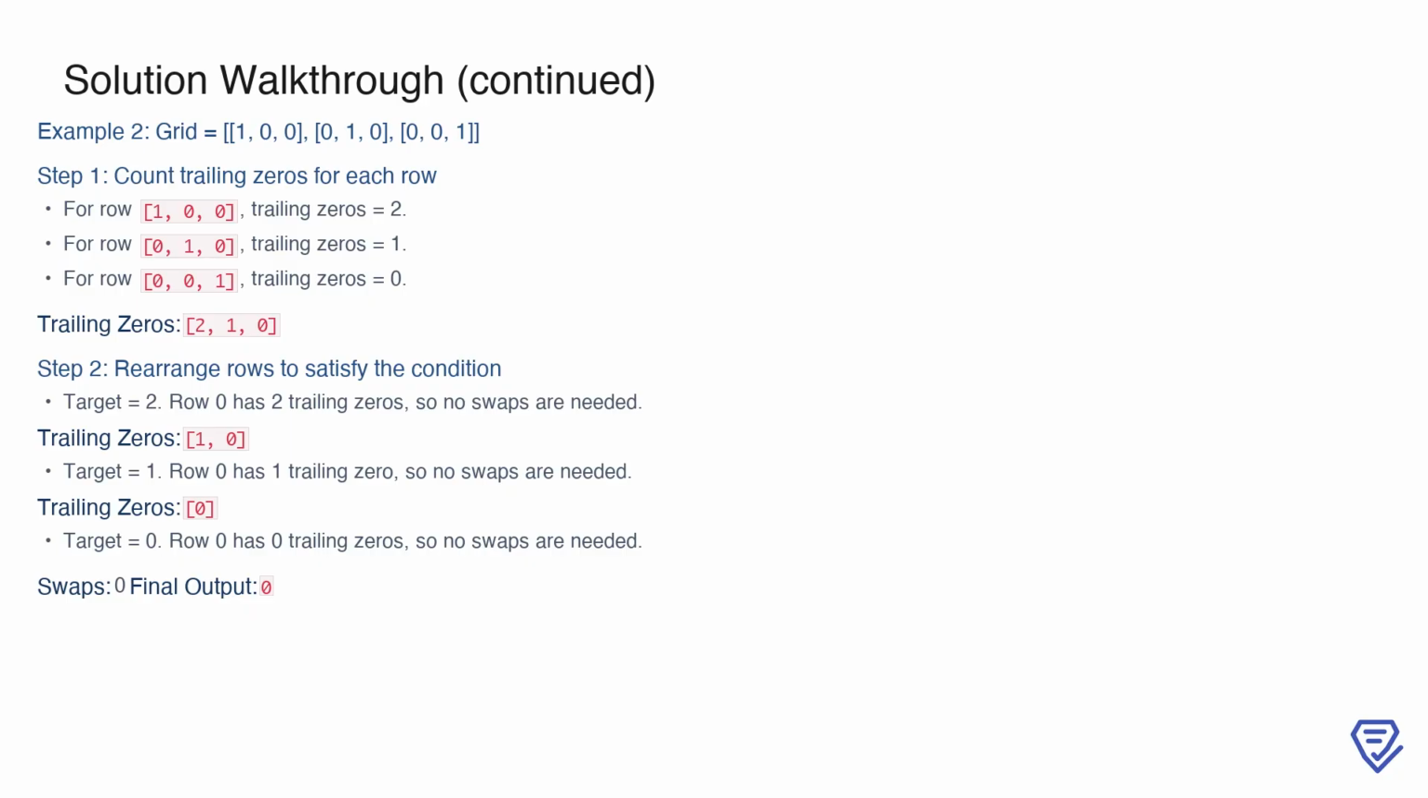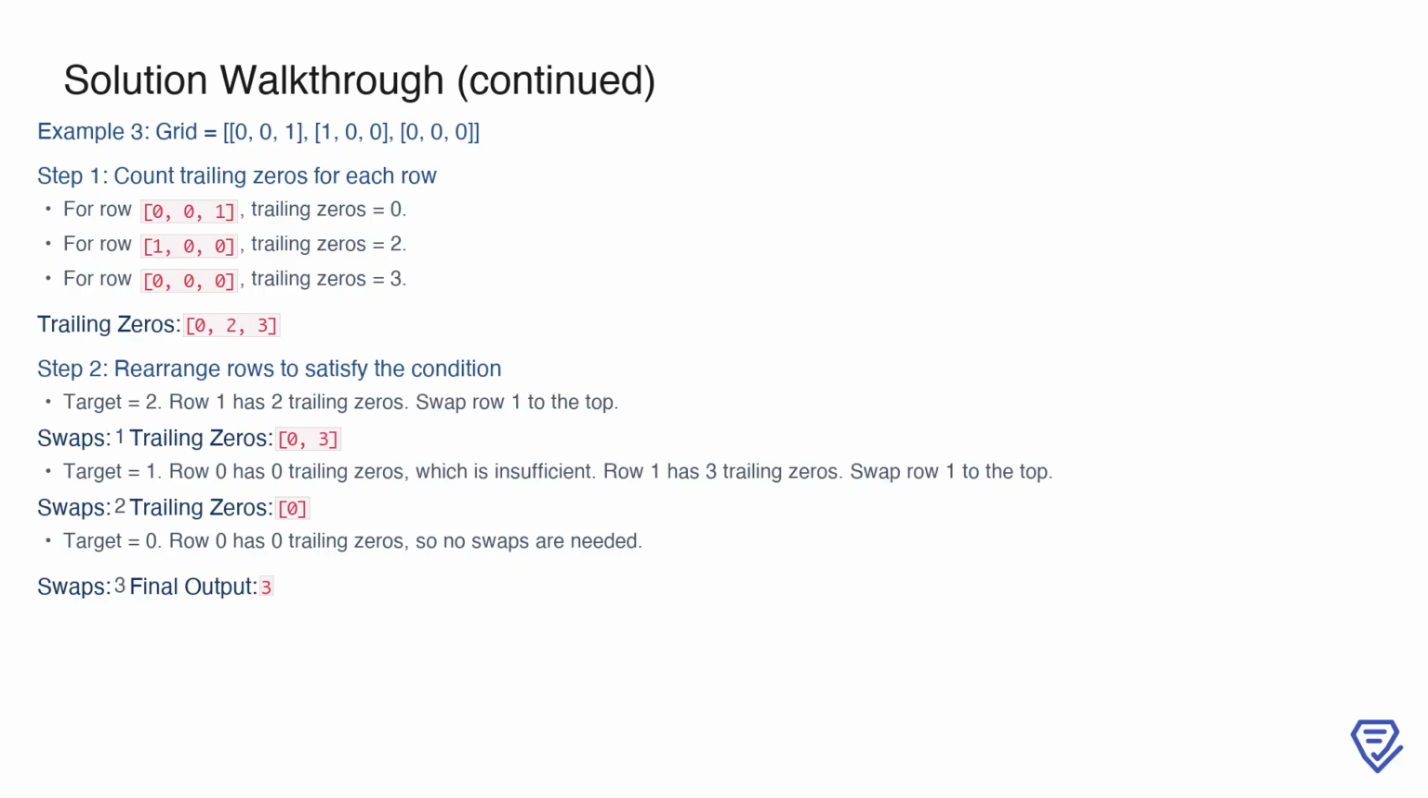the output. In the final example, we begin by computing the trailing zeros for each row. For the first row, 0, 0, 1, there are no trailing zeros. For the second row, 1, 0, 0, there are 2 trailing zeros. For the third row, 0, 0, 0, there are 3 trailing zeros. This results in a trailing zeros array of 0, 2, 3.